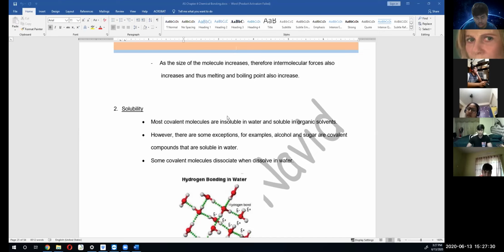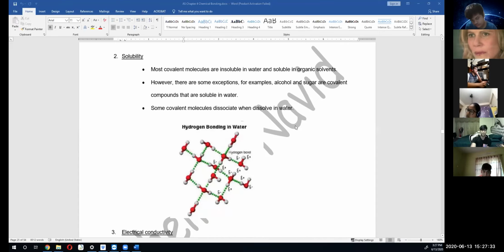So solubility depends on whether the molecule is polar or not. So non-polar molecules will not be soluble. Here you can see there are attractions between the partially positive and partially negative. So only charged ions or charged particles can attract or form hydrogen bonding with the water molecules.